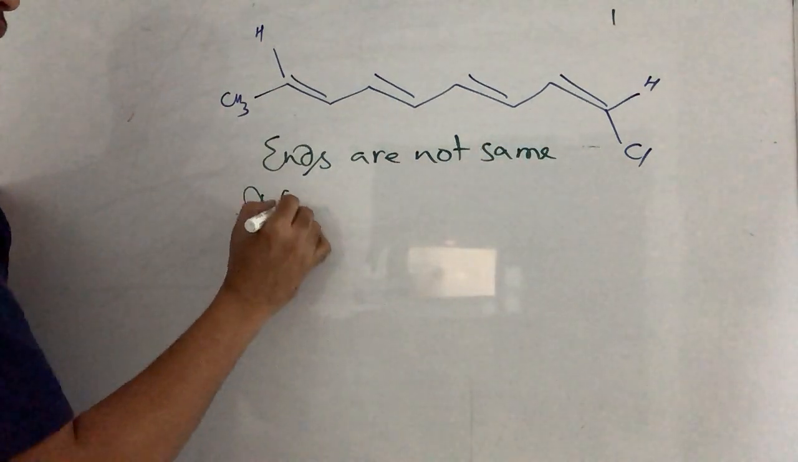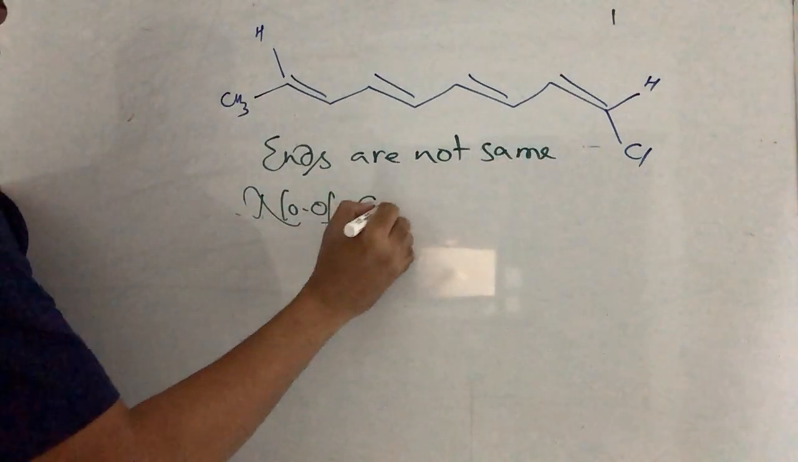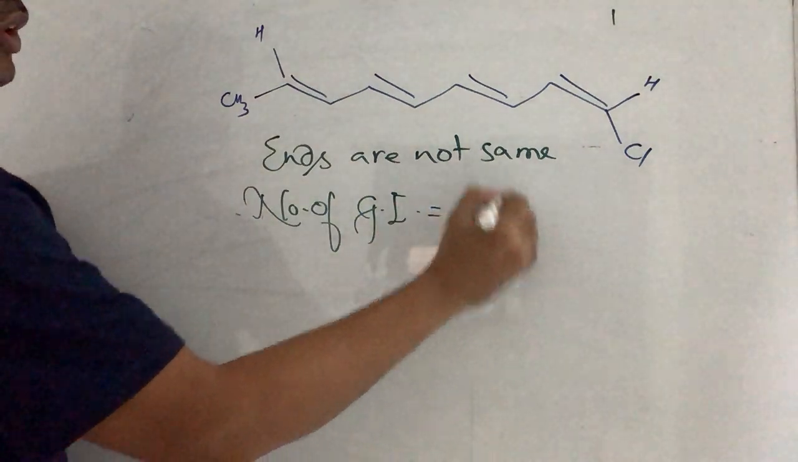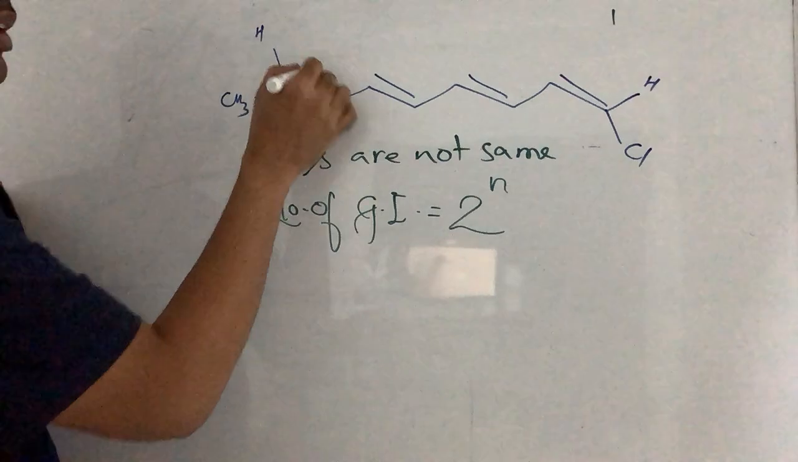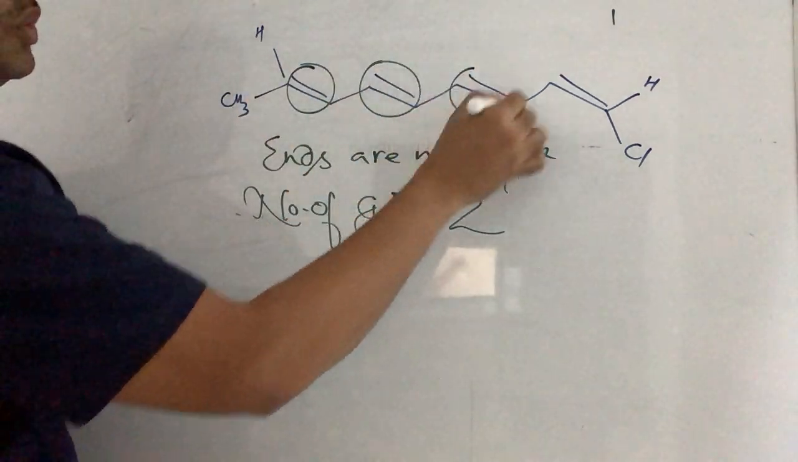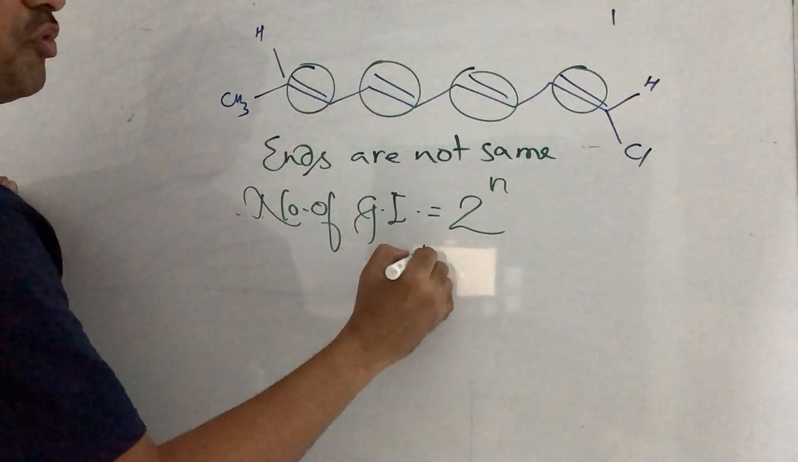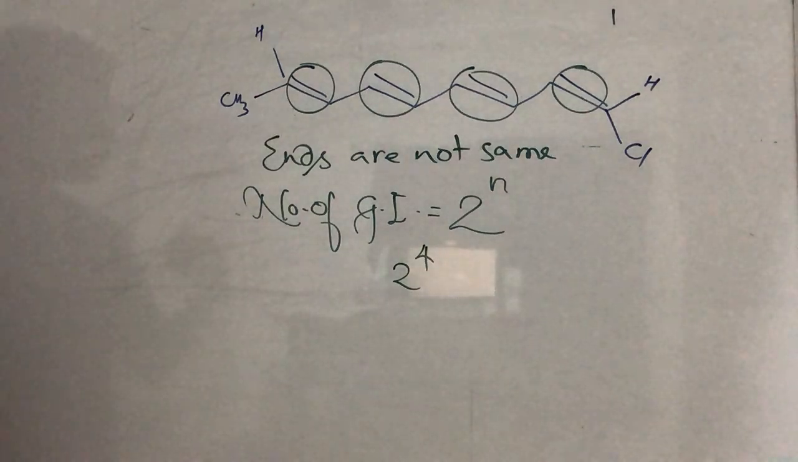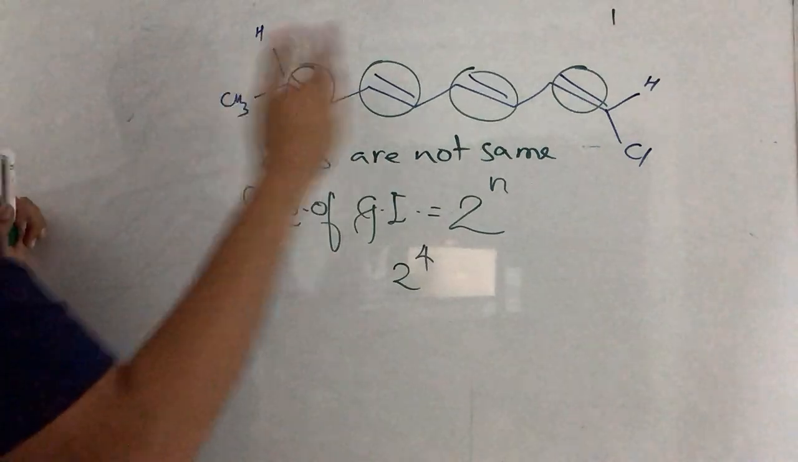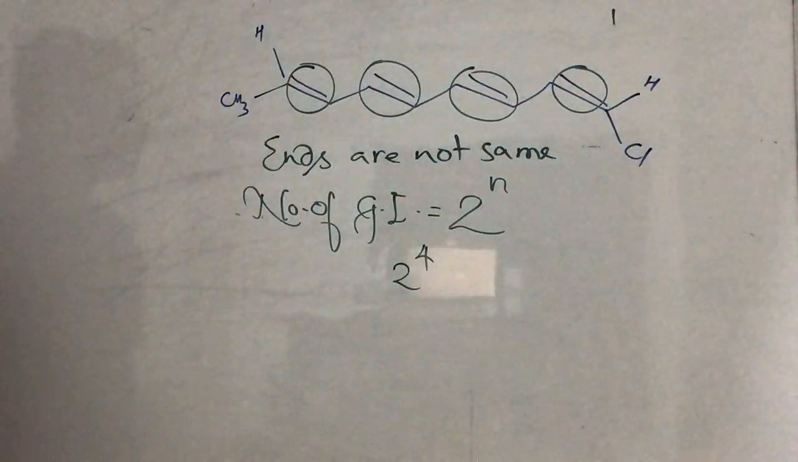number of geometrical isomers is equal to 2 to the power of n, where n is the number of double bonds. 1, 2, 3, 4 bonds are there, so 2 to the power of 4. Number of geometrical isomers is equal to 2 to the power of 4 when the ends are not same.